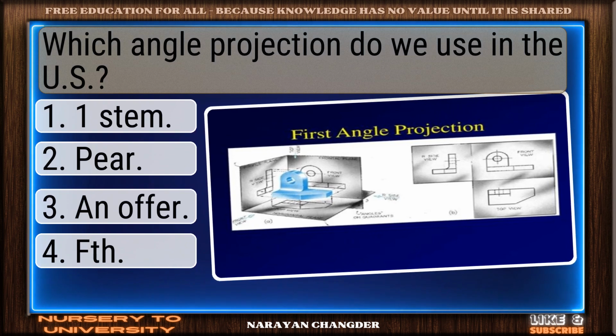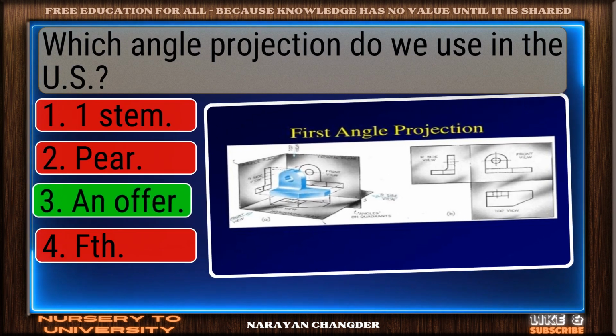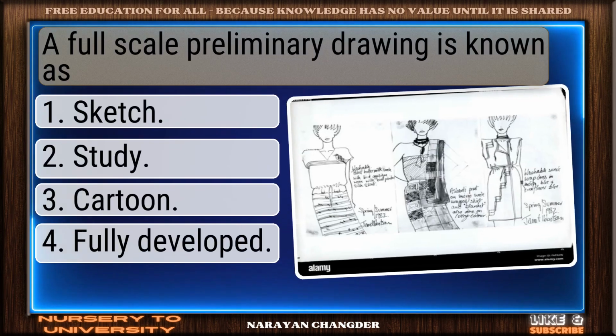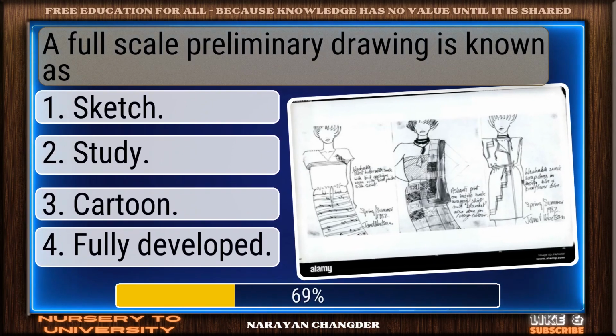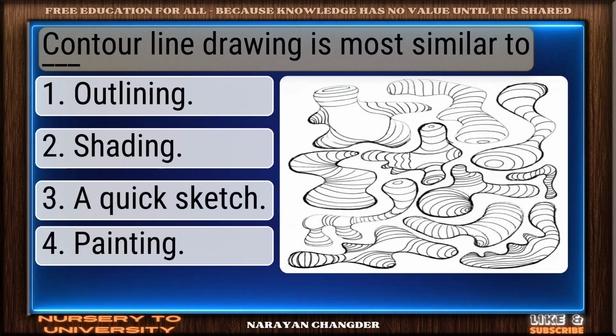Which angle projection do we use in the US? On track. An offer is the correct answer. A full-scale preliminary drawing is known as? Well reasoned. Cartoon is the correct choice.